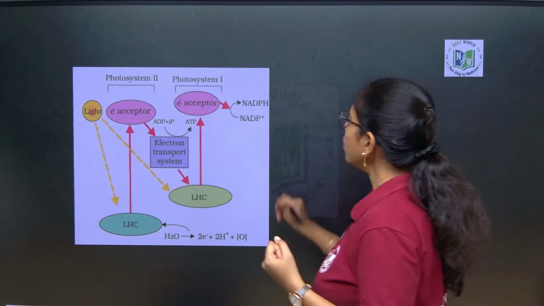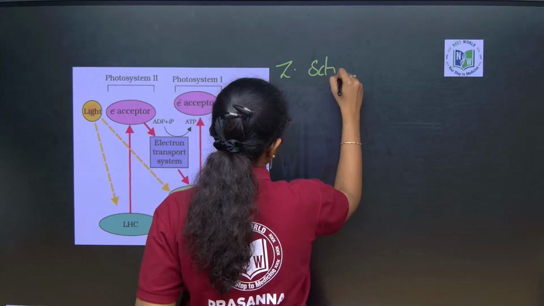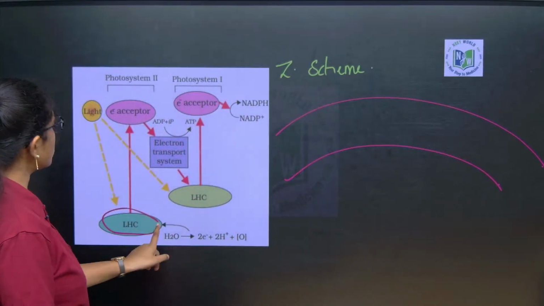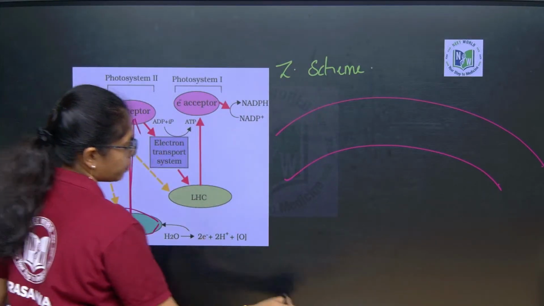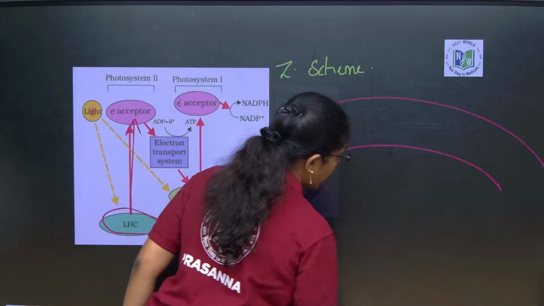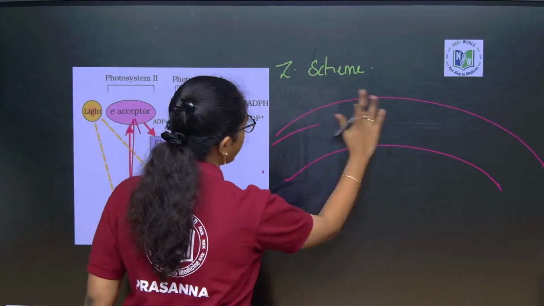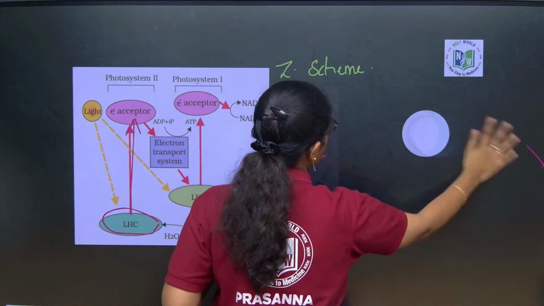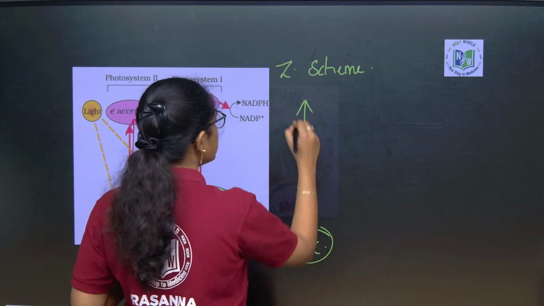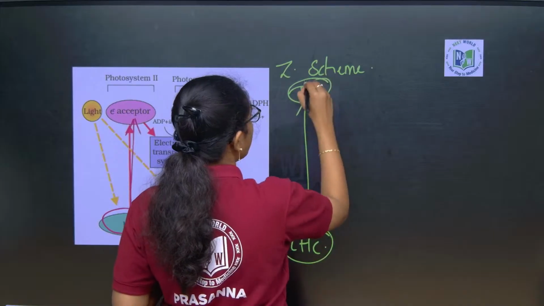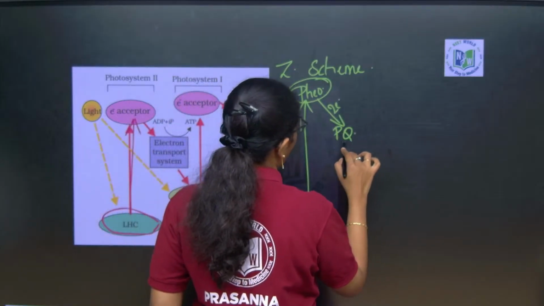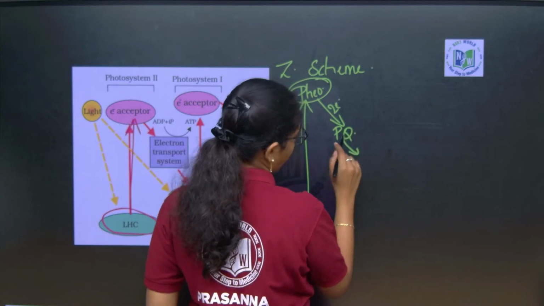And then if you look into the Z scheme, which takes place inside the thylakoid lamellae, from the light harvesting complex to the primary electron acceptor, you can see here the primary acceptor. The primary electron acceptor from the light harvesting complex in the Z scheme is pheophytin. From pheophytin, the 2 electrons are given to plastoquinone.